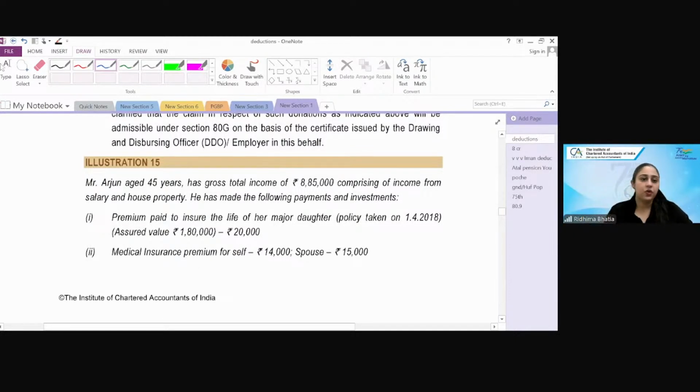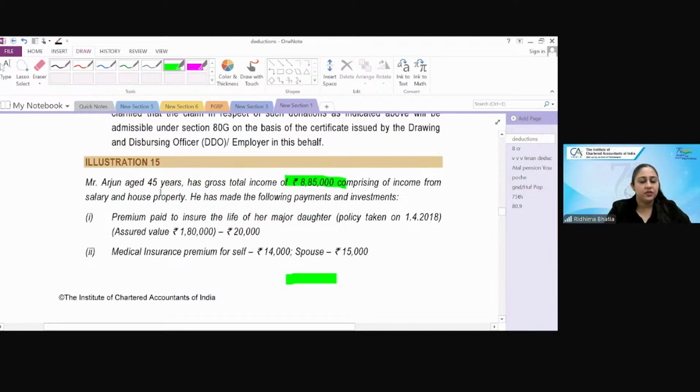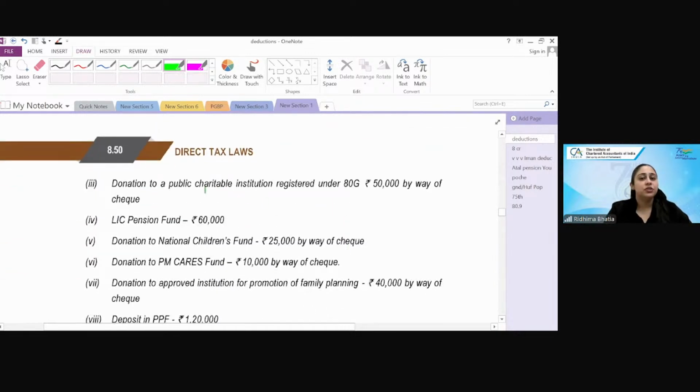अब quickly question करते हैं of a guy Arjun. Arjun has a gross total income of 8,85,000, comprising of the income of salary and house property. Fair enough. He paid a premium to the insurance of the life of a major daughter. Policy taken on 1st April 2018. Assured value of 1,80,000. Premium is 20,000. ठीक है? Medical insurance premium for self 14,000, spouse 15,000. Fair enough. Donation to public charitable registered trust under 80G 50,000.